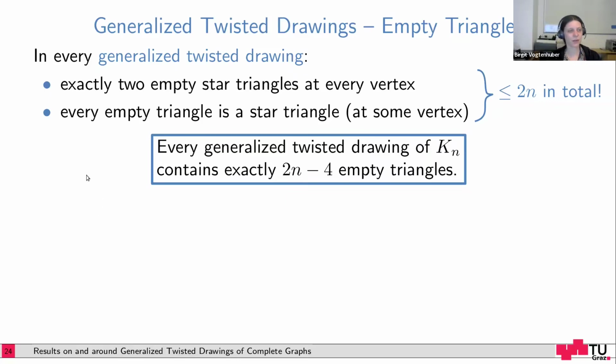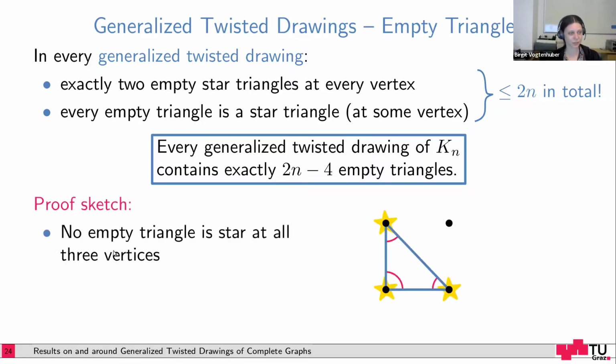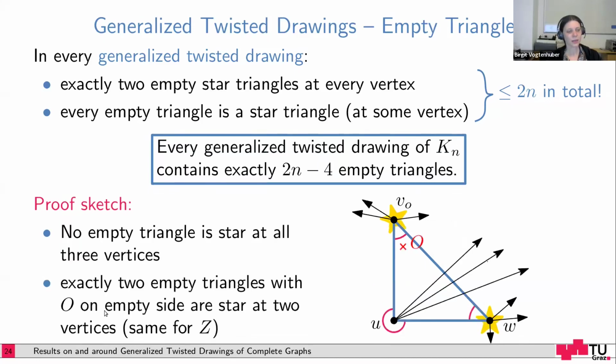And with all the stuff from before, this only needs 2 ingredients that are left. One is that no empty triangle can be a star triangle at all 3 vertices. Why is this? If we have a triangle that is an empty star triangle at all 3 vertices, then any induced K4 with these 3 vertices is a non-crossing K4, and that doesn't exist in a generalized twisted drawing. And then we could show that exactly 2 empty triangles that contain O on the empty side are a star at 2 vertices, and the same for Z. That then gives the minus 4 factor.